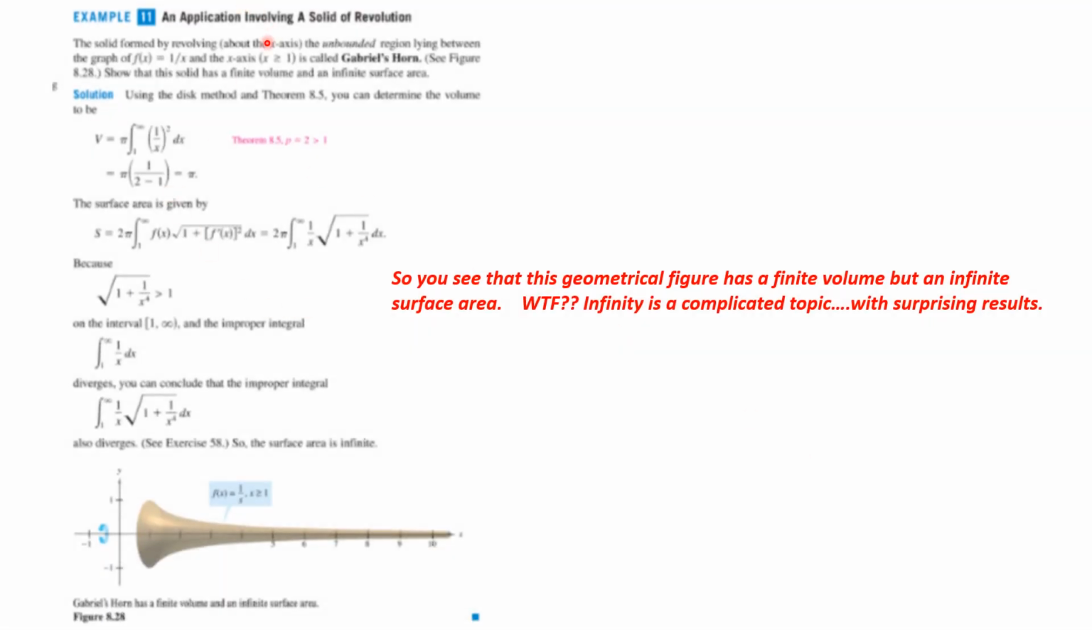And the last application that I'm going to talk about here involves a solid of revolution. We really haven't talked about that, but this is something called Gabriel's horn. And so you have an infinite horn here. And what I'm really showing you is if you calculate the volume, this is kind of a preview of coming attractions, but if you calculate the volume, you'll get a finite volume, but an infinite surface area. That's very surprising. Infinity is a complicated topic, and there are surprising results. More about this later. Those last two examples were previews of coming attractions.